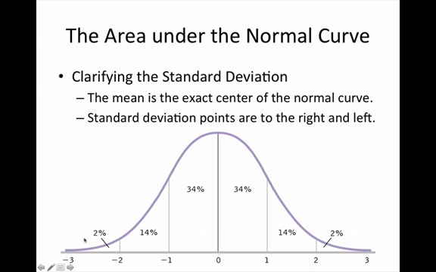Now, just to clarify the idea of standard deviation a little bit, we know that the mean is the exact center of the distribution, and standard deviations refer to points to the left and right of that distribution. So a standard normal curve has a mean of 0, for example, and a standard deviation of 1, meaning that 1 standard deviation above the mean is a value of 1, 1 standard deviation below the mean is a value of -1. Likewise, 2 standard deviations above the mean is a value of 2, and 2 standard deviations below the mean is a value of -2.